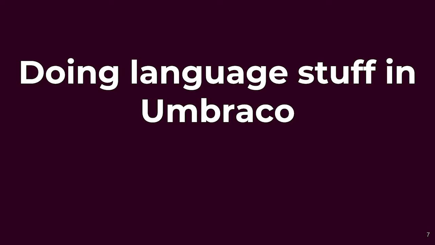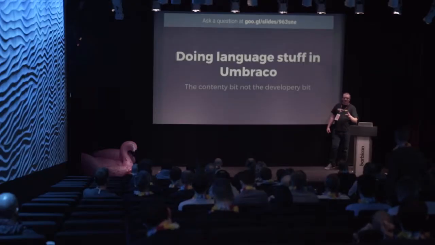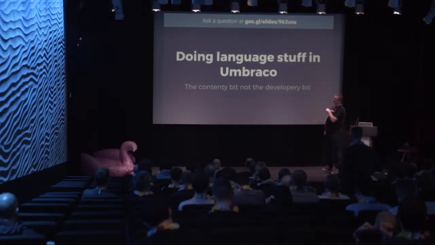Today I'm going to talk about doing language translations, just doing language stuff in Umbraco. I'm not really going to talk about the developer bit. I'm going to talk about the content-y bit. So I am going to quickly go through how you set up multilingual sites in Umbraco, but I'm not going to go into how you do dictionary items. I'm doing, when the editors type the words, how do you get them into other languages?